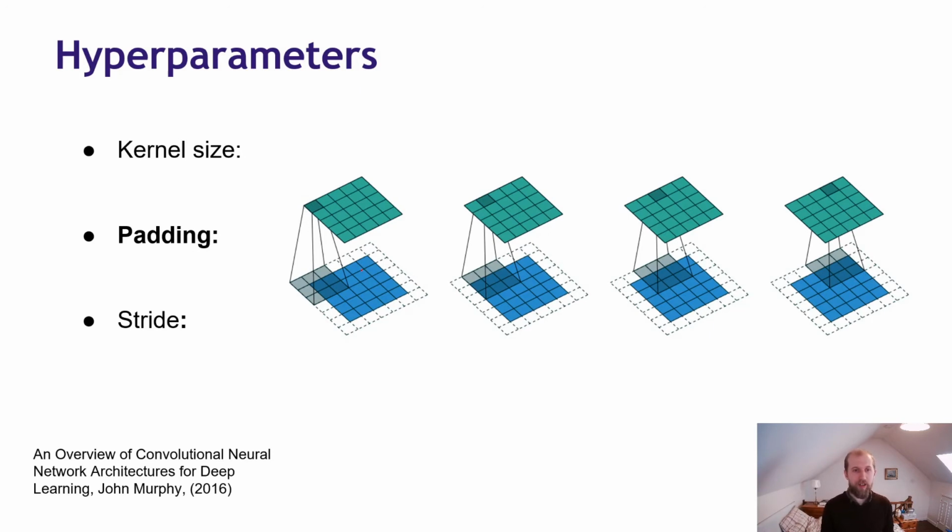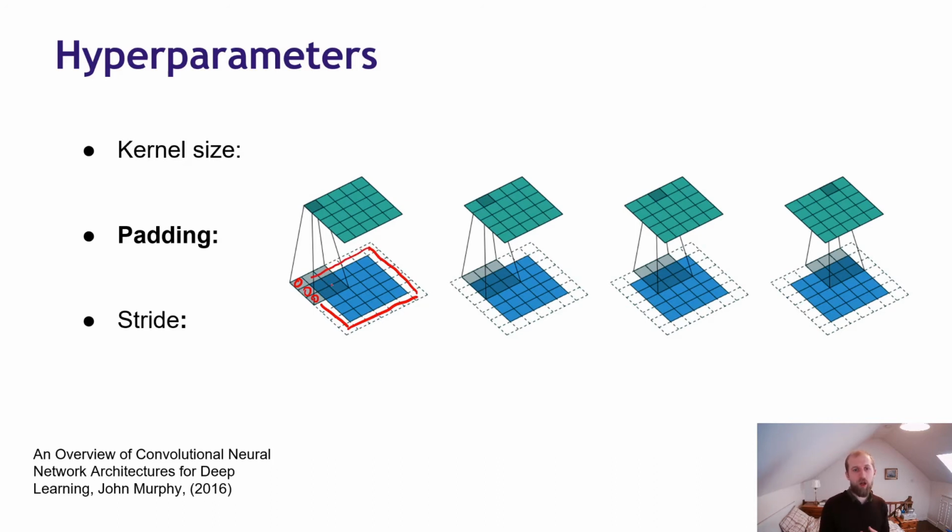The next thing is padding. Padding is just where you add a set of zeros around the image. So in this case, we've got a padding of size 1. And all that means is that this becomes a 0, this becomes a 0, this becomes a 0, all the way around.